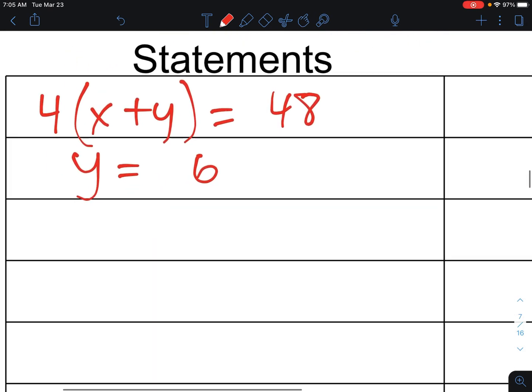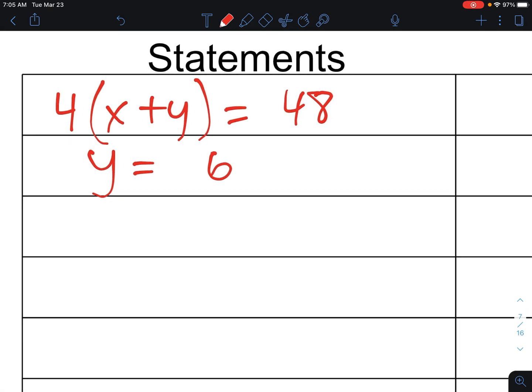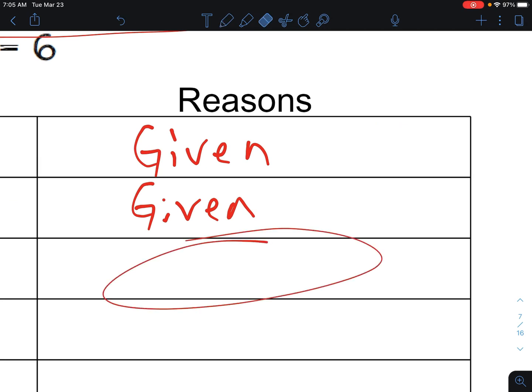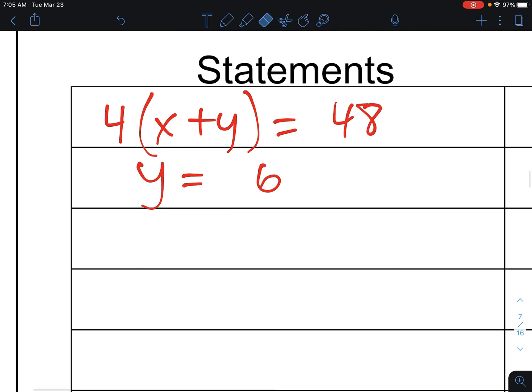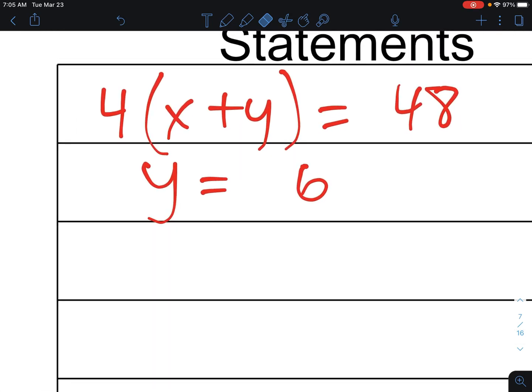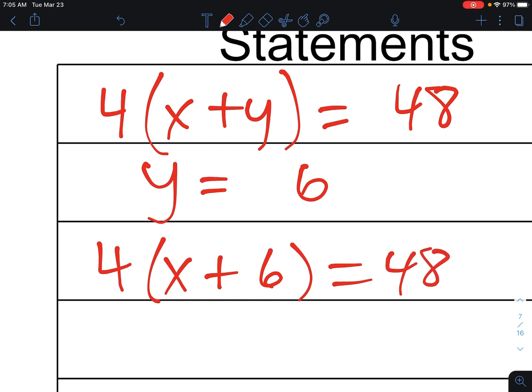So anything we write in this statements column needs to have a justification to it. So if I write something in this spot here, then I better have a reason for it. If you're going to say something, better have a reason for it. Okay? But realistically, what we're going to do is go through and do algebra and then just justify everything. So with some of these, it might not be that bad for you to go through and do the algebra.